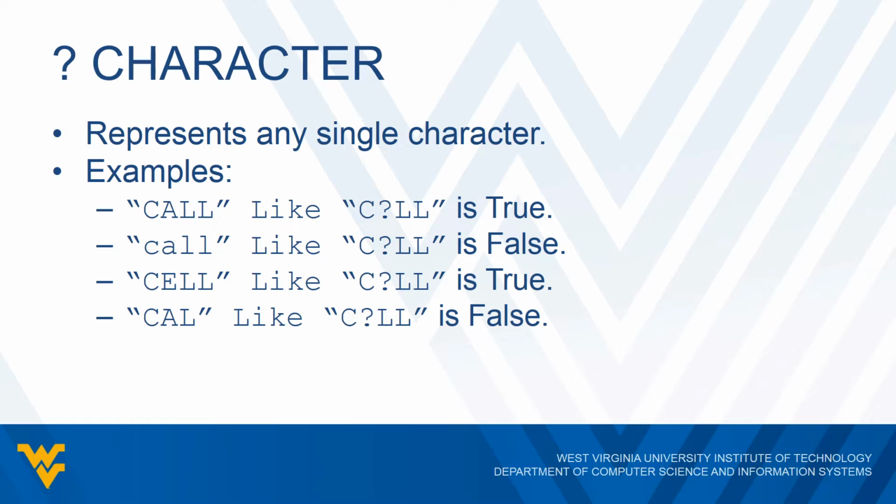Now what about this example, where we have cal, so just C-A-L, and then C question mark L-L. This is going to be false because even though the first three characters in both of these strings match, the first string does not have a second capital L. There's no match there. It has to be an exact match in this case. So since we're missing that extra L, this is going to be false. Our string does not match the pattern.